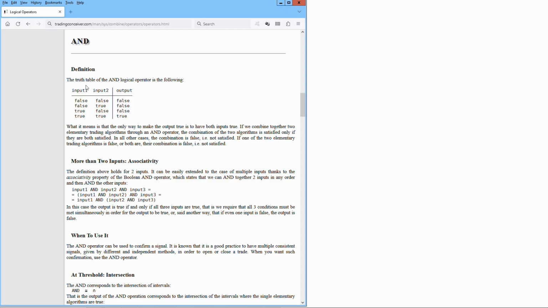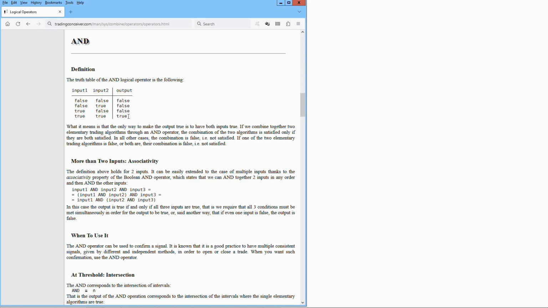The truth table of the AND logical operator is the following. If both inputs are false, the output is false. If one input is false and the other is true, the output is false. Again as before, if one input is false and the other is true, the output is false. If both inputs are true, then the output is true. What it means is that the only way to make the output true is to have both inputs true.